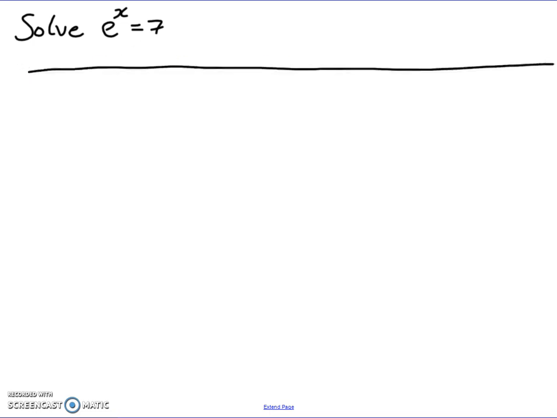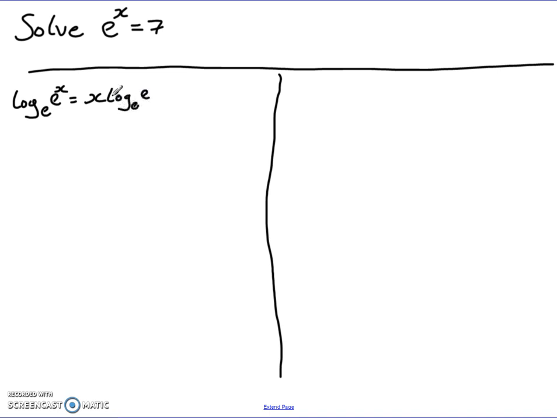Now, there's a couple of ways we can do that, but the thing that instantly we think about is if we did log to the base e of e to the x, we know that that's the same as x times log to the base e of e, and then the log to the base e of e cancels to make 1, and we get x. So what we can do is take the log to the base e of both sides here. So let's imagine then we get log to the base e of e to the x equals log to the base e of 7.